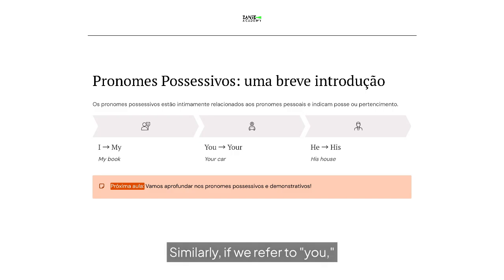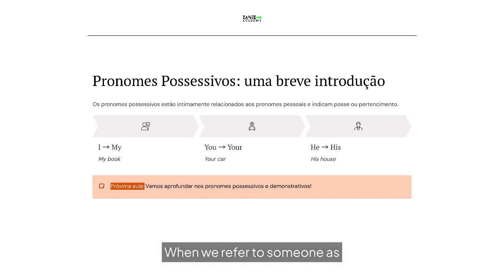Similarly, if we refer to you, it becomes your. For example, your car. Tell someone that the car belongs to you. It's interesting to observe how easily we can change a personal pronoun into a possessive one just by altering a single word. Now, let's look at he.